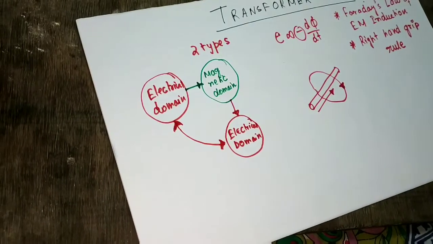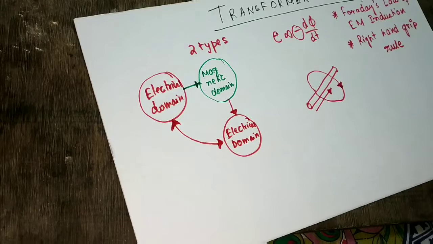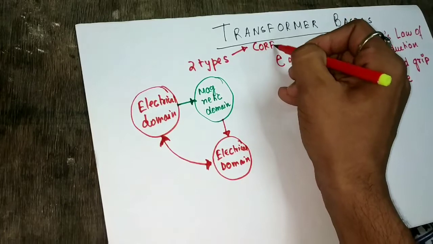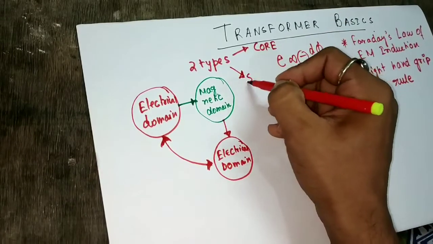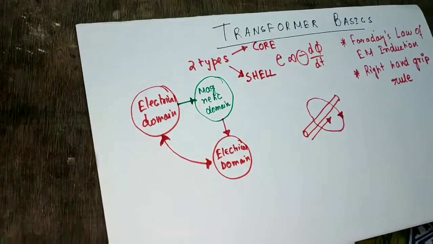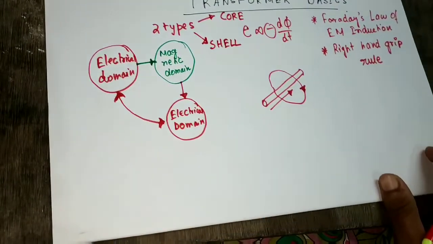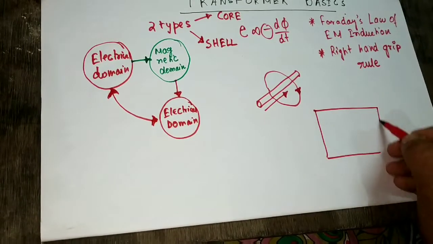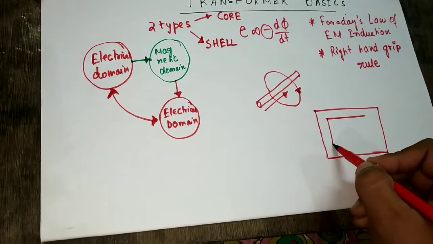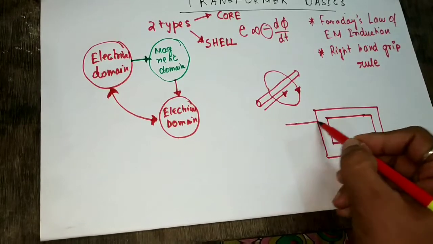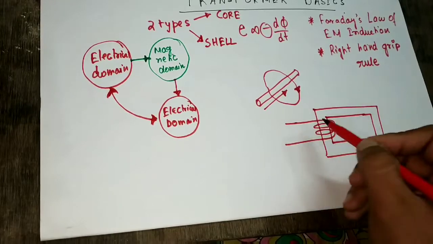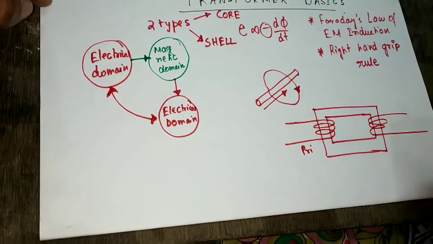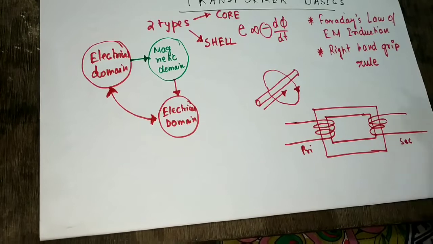Okay, now according to the construction, transformers are of two types, that is core type and shell type. Core type consists of a core like this, and a winding is passed through this limb. This is the primary winding, and a winding like this is known as the secondary winding.